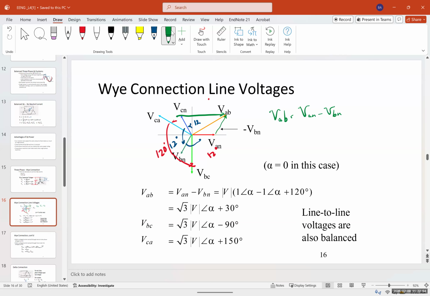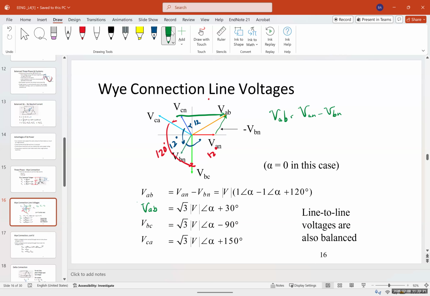Therefore, when we calculate that, we get square root of 3 times the magnitude of V with the degree of alpha plus 30 degrees. And it's going to be the same for VBC, but with a 120 degree shift. So it gives the same magnitude, but with negative 90, and the other one, again another 120 degrees, which is going to be plus 150. So this is VAB, VBC, and VCA.